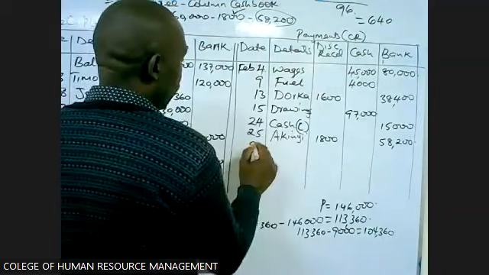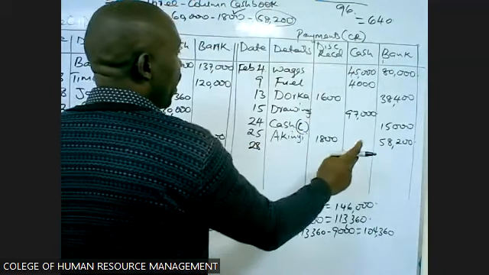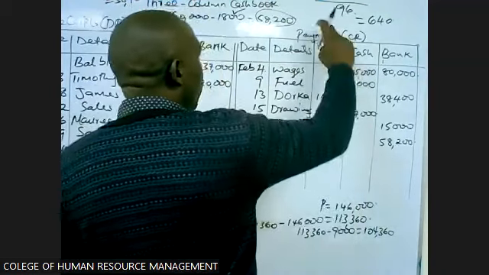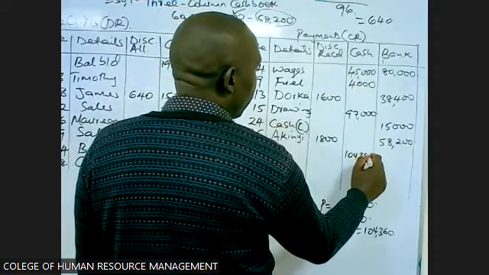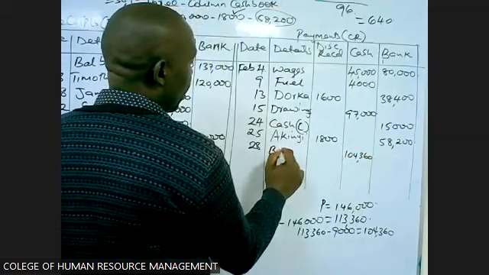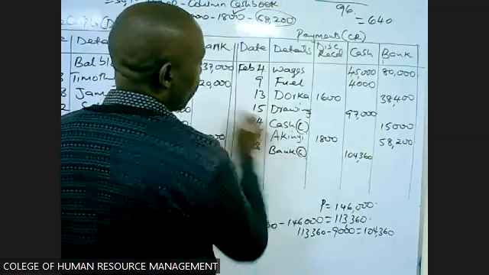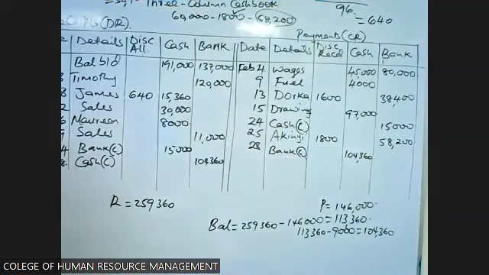The same date, 28th of February, the cash will be giving out. So it is a payment from cash of 104,360 going to the bank. Like that. And you are through with recording your transactions. What remains is for you to balance your cash book.